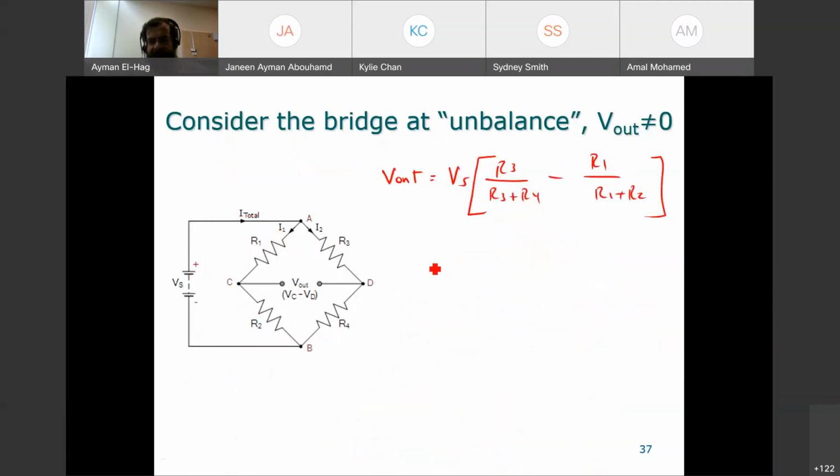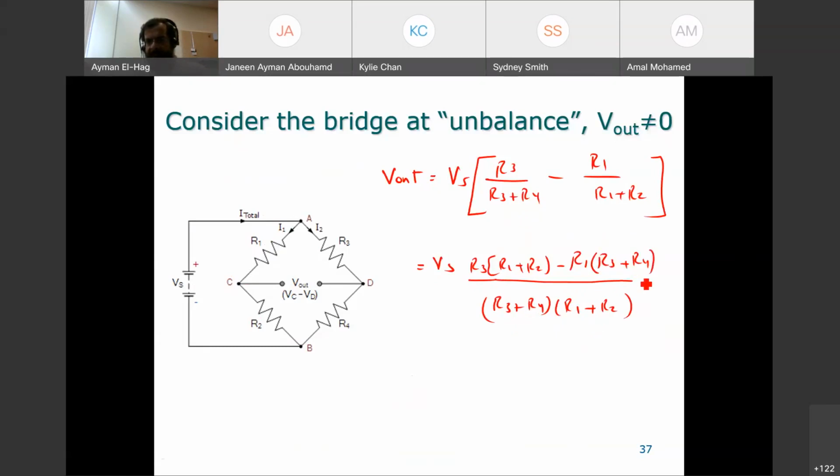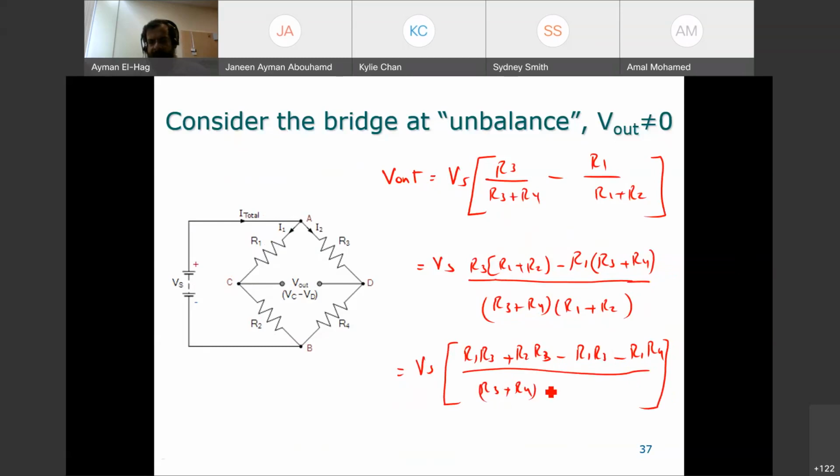Okay, so here this becomes equal to Vs multiplied by (R3 plus R4) times (R1 plus R2). This divided by this times this, so this becomes R3 times (R1 plus R2) minus, same thing here, R1 times this divided by this, so this will cancel, so it becomes here (R3 plus R4). Okay, let's open the brackets. So Vs times R1 R3 plus R2 R3 minus R1 R3 minus R1 R4, divided by (R3 plus R4) times (R1 plus R2). Now this will cancel with this.